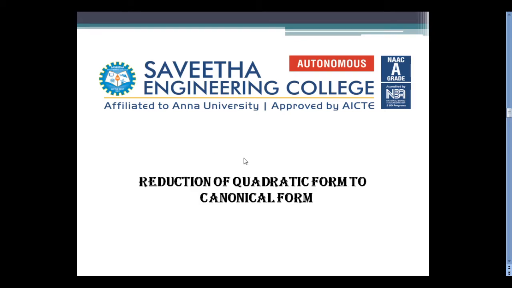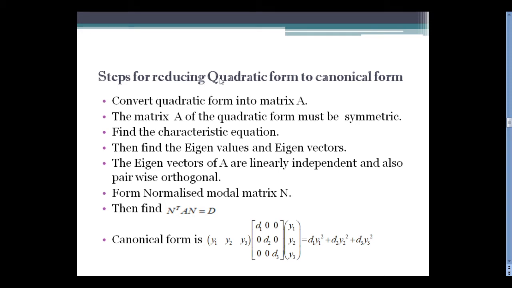Hi everyone. We will continue the reduction of quadratic form into canonical form. Now, steps for reducing quadratic form into canonical form. First, convert the quadratic form into matrix A, and the A matrix of the quadratic form must be symmetric.